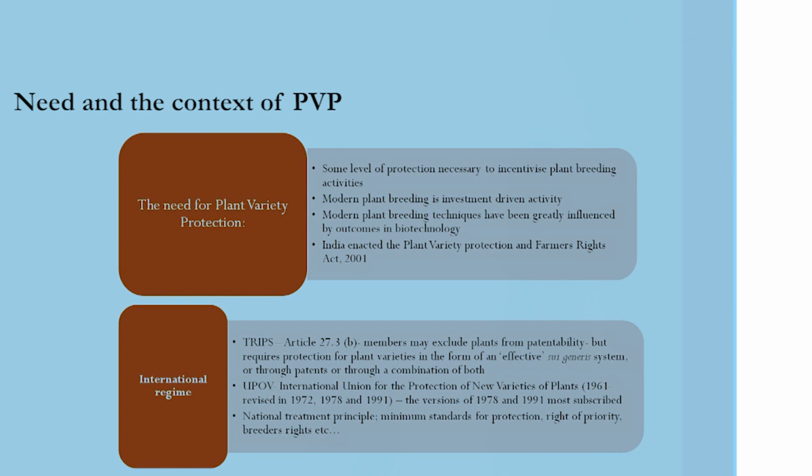It is also important to understand in the context of international protection that Article 27.3b of the TRIPS agreement does not require countries to comply with the UPOV convention, that is the International Union for Protection of New Varieties of Plants, either the 1961 or the revised version of 1991. Now, both versions could be subscribed by India, but in case of 1978 the subscription is closed and it is open for India to subscribe to the 1991 version. The 1991 version looks into the principle of national treatment, minimum standards of protection, right to priority and breeders' rights, etc.